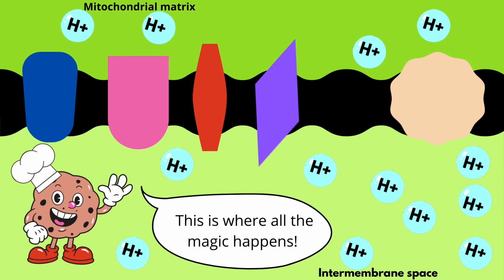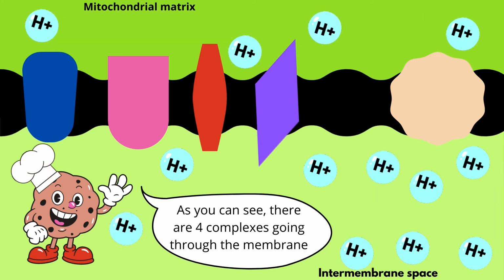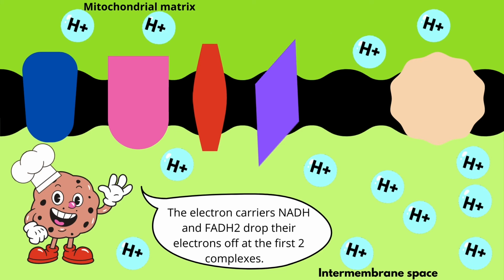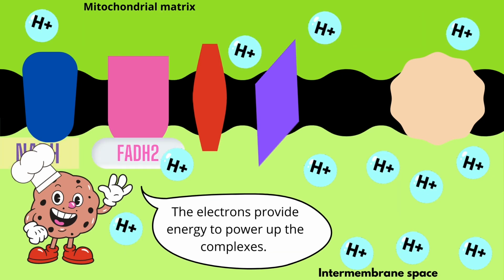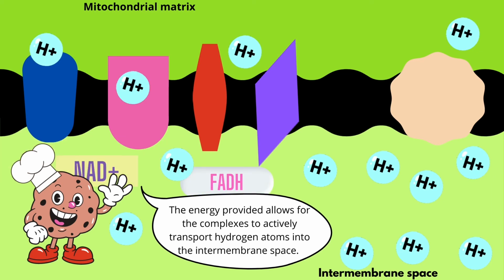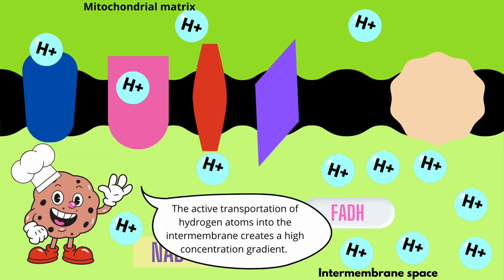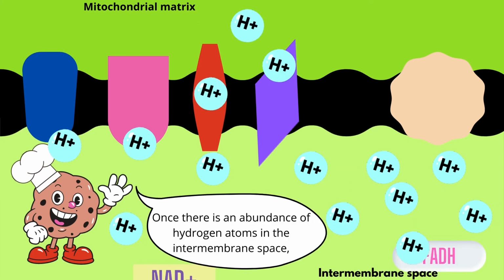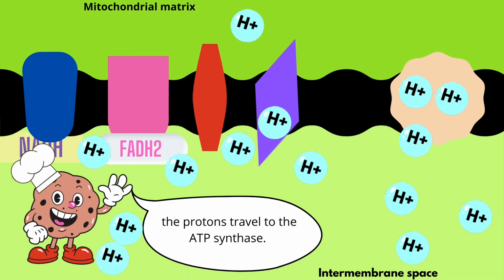As you can see, there are 4 complexes going through the membrane. The electron carriers NADH and FADH2 drop their electrons off at the first 2 complexes. The electrons provide energy to the complexes. This energy allows for the complexes to actively transport hydrogen atoms into the inner membrane space. The active transportation creates a concentration gradient. Once there's an abundance of hydrogen atoms in the inner membrane space, the protons travel to ATP synthase.